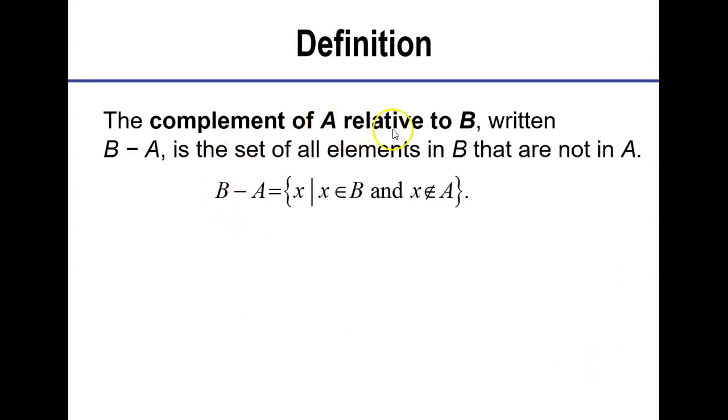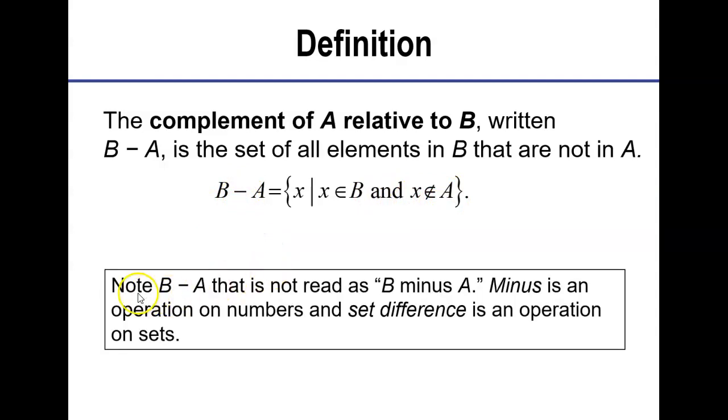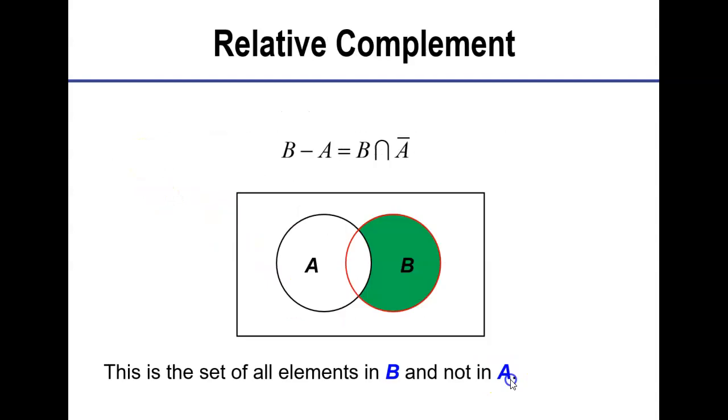Now, the complement of A relative to B, written as B minus A in set notation, which is the set difference, is the set of all elements in B that are not in A. So this is the set difference of B and A such that all X such that X is an element of B and X is not an element of A. Now keep in mind that this is not a minus. So note that this is not read as B minus A. Minus is an operation on numbers, and the set difference is an operation on sets. So therefore, this is a set difference.